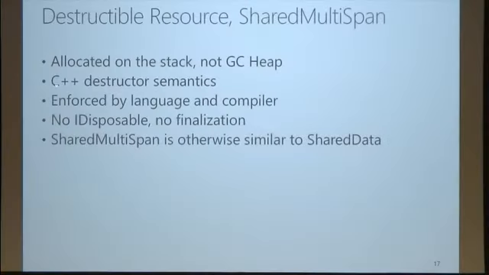So what we did, between the runtime and compiler cooperatively, is create this destructible resource concept. What it means is that it's allocated on the stack. It is not allowed to live on the GC heap, only the stack. Because it's stack only, suddenly the compiler can give you the destructor semantics. So it really is the scope of the code. The moment the stack-allocated struct is out of scope, the destructor gets called.